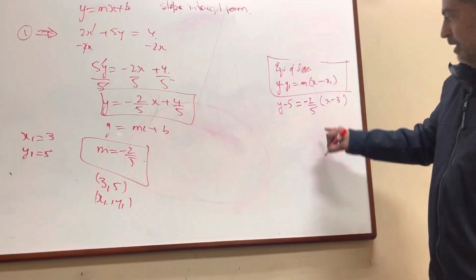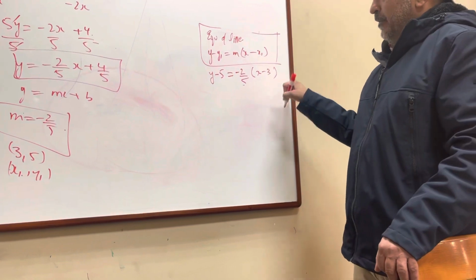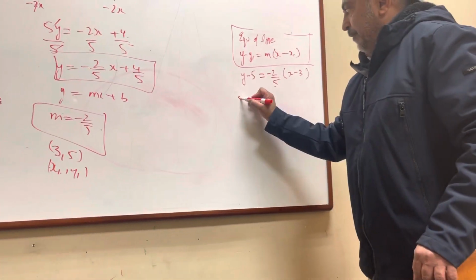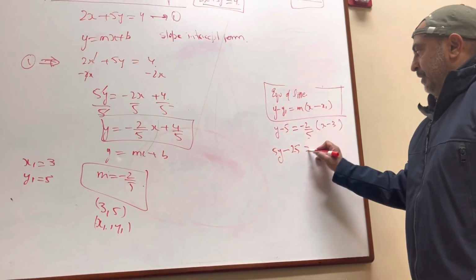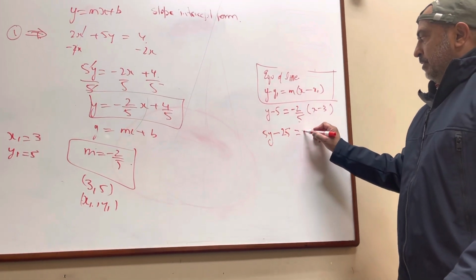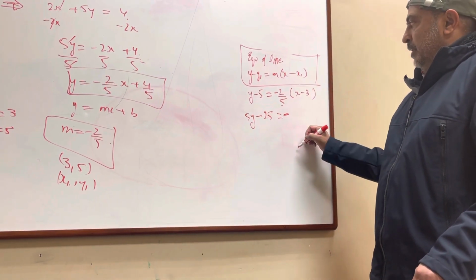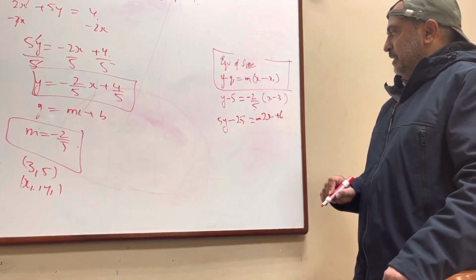And then this 5, if we want to remove this 5, we will multiply by 5 throughout. When we multiply throughout by 5, this will become 5y. Minus 5 times 5 will become minus 25. 5 and 5 cancel out, minus 2. And when we distribute this one, this will become minus 2x plus 6.